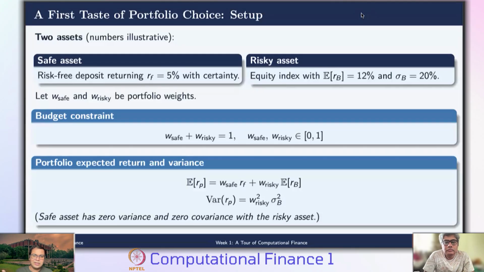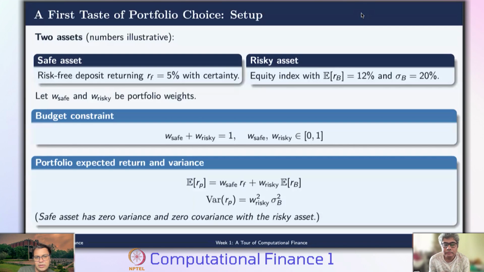There are versions involving short selling where these may not necessarily lie between 0 and 1, but for now let's just keep our life simple and let's say these are between 0 and 1.